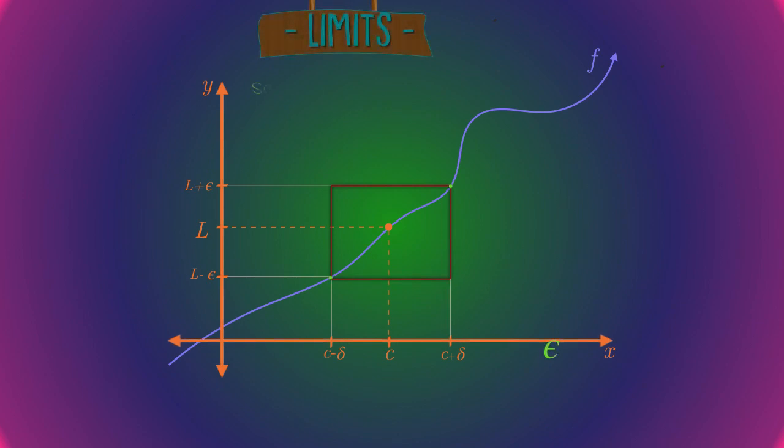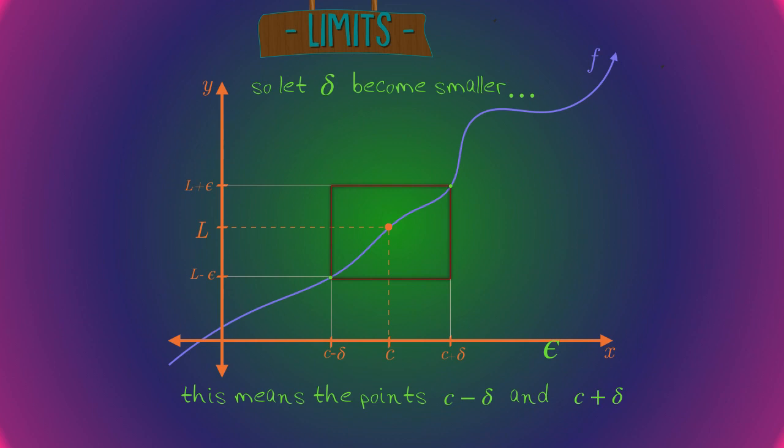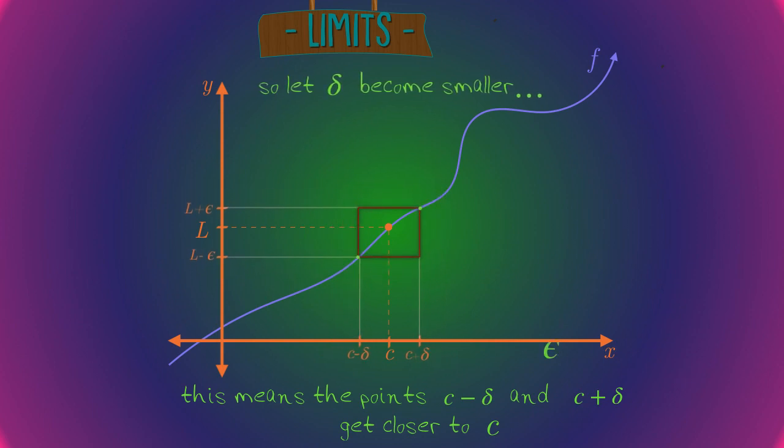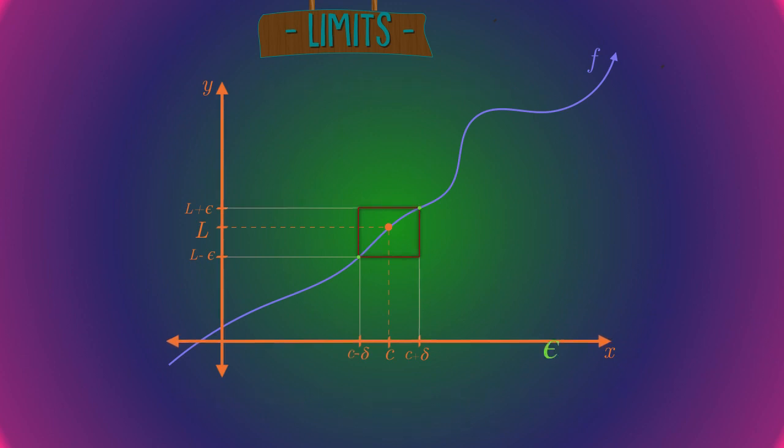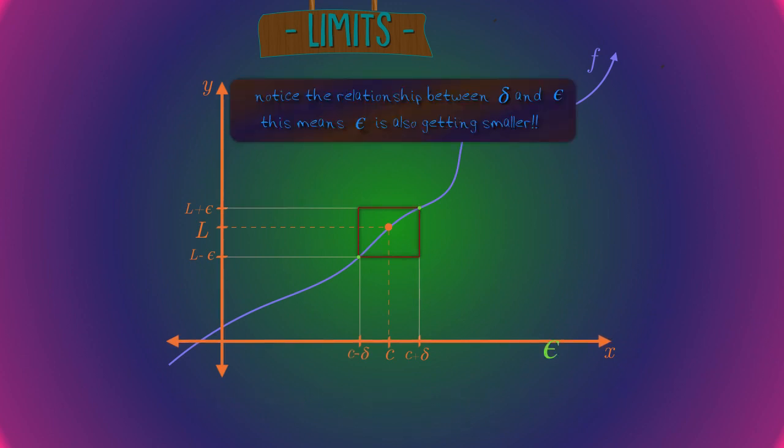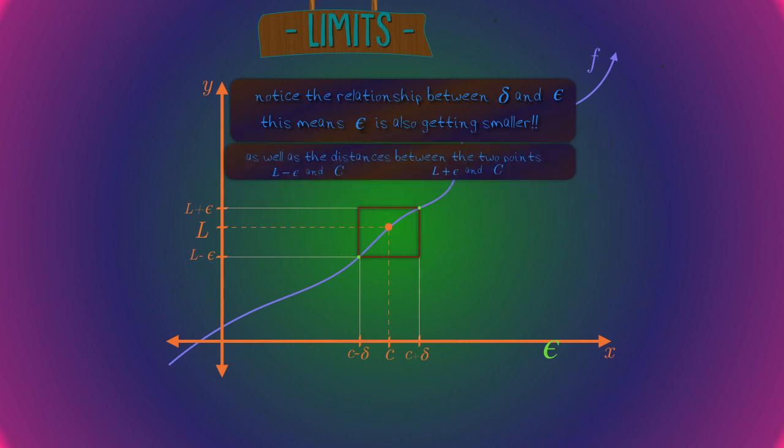So let's let delta become smaller. Now look what's going to happen here. c minus delta, c plus delta, they're going to get closer together. They're going to get closer to c. And look what happens to the box when that happens. Epsilon also got smaller. The box is closing in on that orange point there.